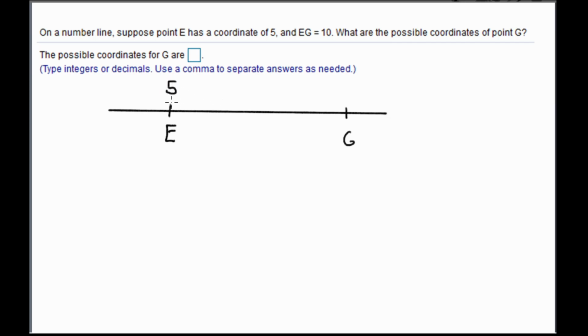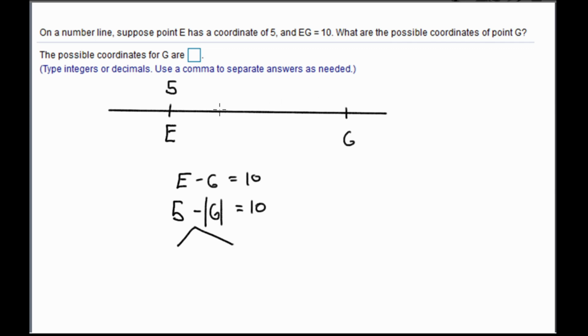I know the value of E is 5, and I know the difference is 10, right? Because the difference is the length between 2 points. This is what are the possible coordinates of point G. Well, I know if I have a 5 here, then 5 minus G gives me my first equation. But remember, this is length, so we're doing absolute value. So what we actually want to consider is the absolute value of 5 minus G equals 10. And then, of course, that's going to break down into two equations. And we'll do those in just a second.